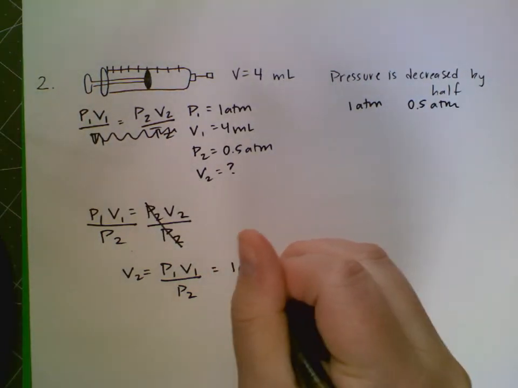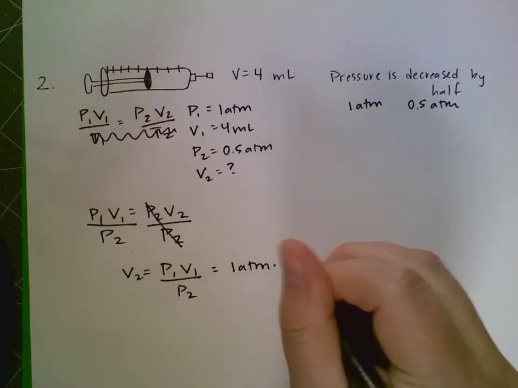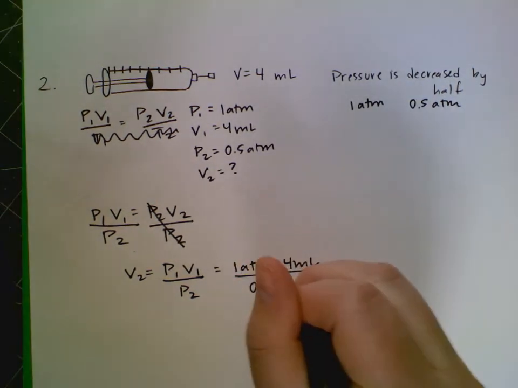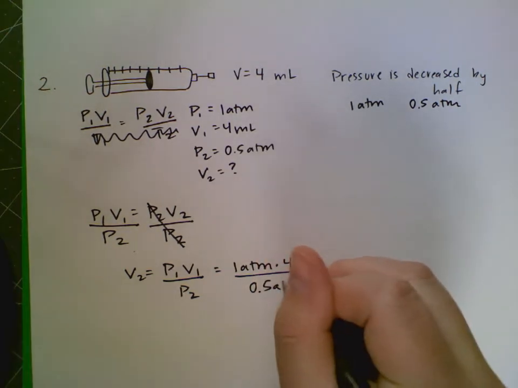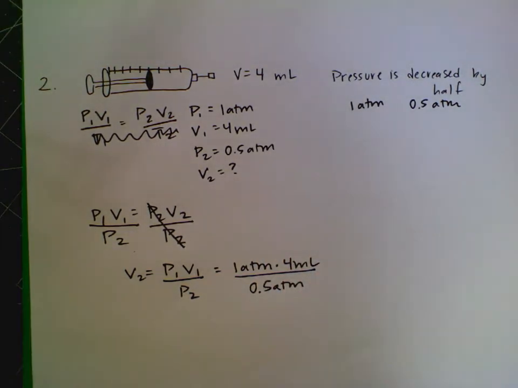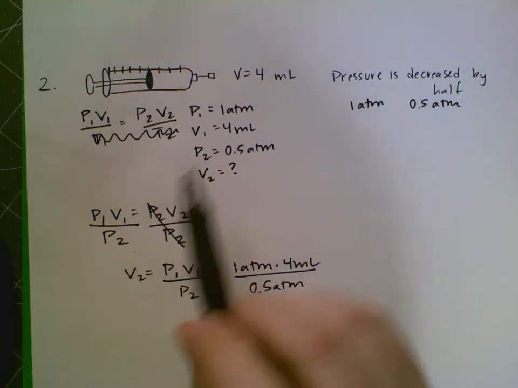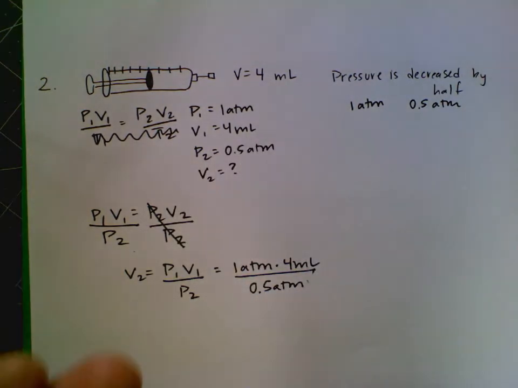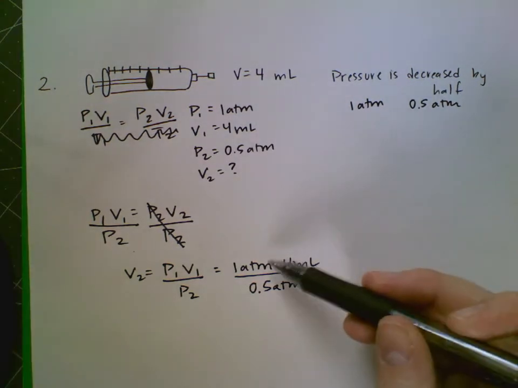So P1 is 1 atmosphere. V1 is 4 milliliters. And then P2 is 0.5 atmospheres. Now, if you think about what's happening in the syringe and our relationships, the pressure is going down, so the volume should go up in this situation. And if we look at our math here, the math supports that.